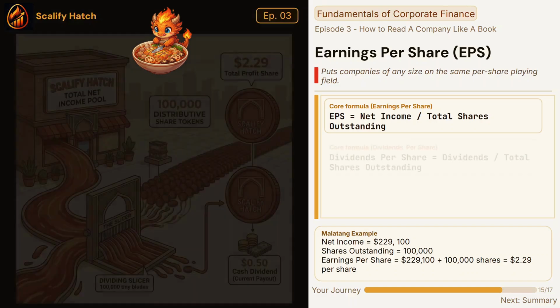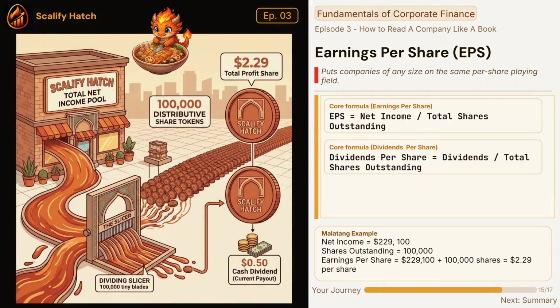And we can do the same for dividends. Dividends per share equals dividends divided by total shares outstanding, and this comes out to be 50 cents per share. That's the actual cash you receive per share this year.